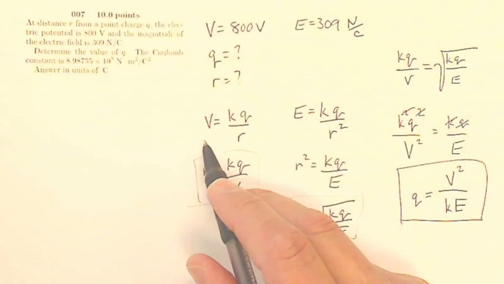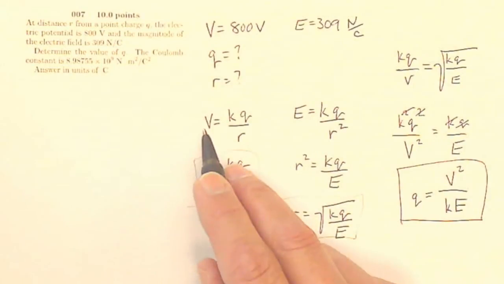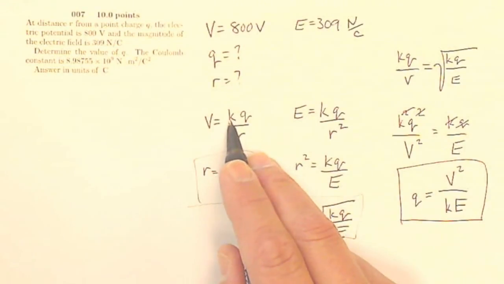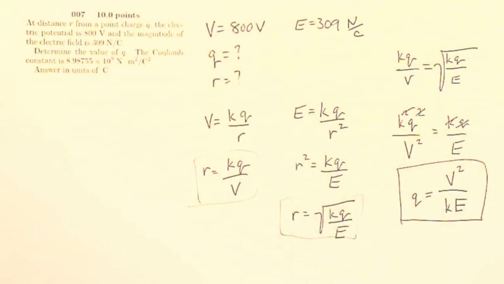The other way to do it: you can get this in terms of R and then plug it into this one. You're going to wind up getting the same thing. So if V is KQ over R, and you know V and you know K, you can kind of get the ratio of Q to R. And you can kind of plug it in here, and then you've got another R. So that's kind of a mess. This is the nice way of doing it.